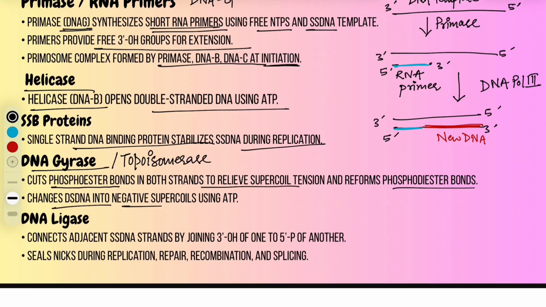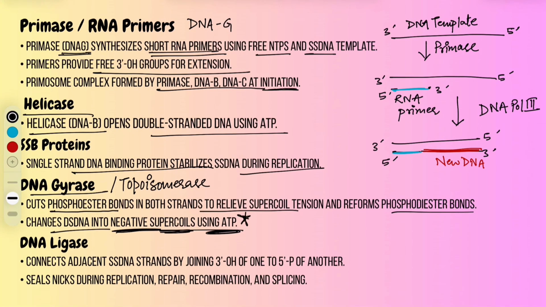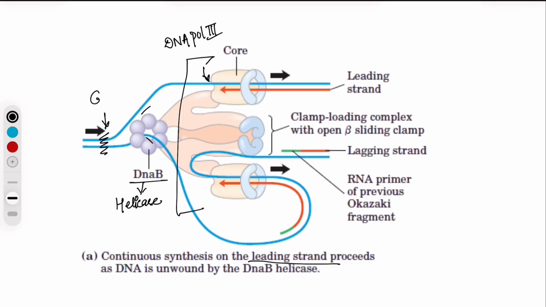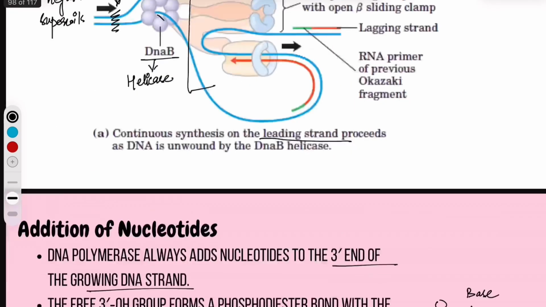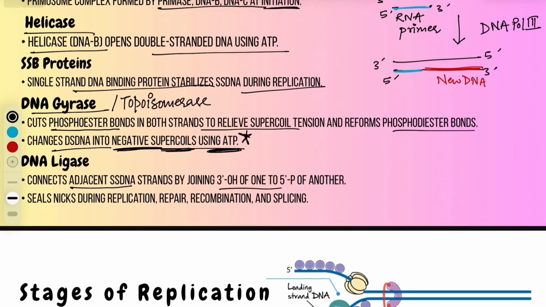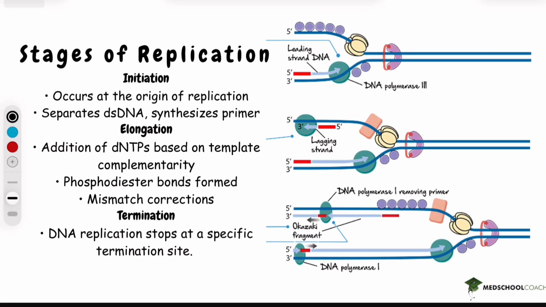DNA gyrase, which is a topoisomerase, acts on both strands to relieve supercoiling. It reforms the phosphodiester bond and uses ATP while doing this reaction, so it is basically an energy consuming process. Gyrase is present here and it uses ATP, and negative supercoiling is there. So gyrase also uses ATP. DNA ligase joins the adjacent single stranded DNA fragments and seals them.